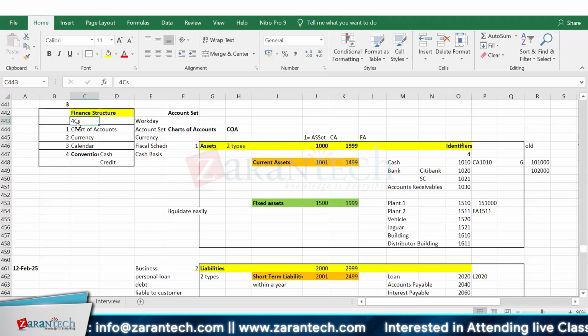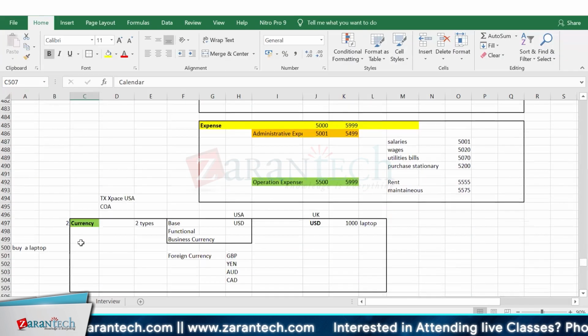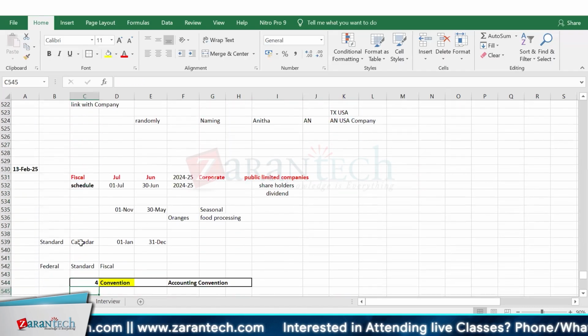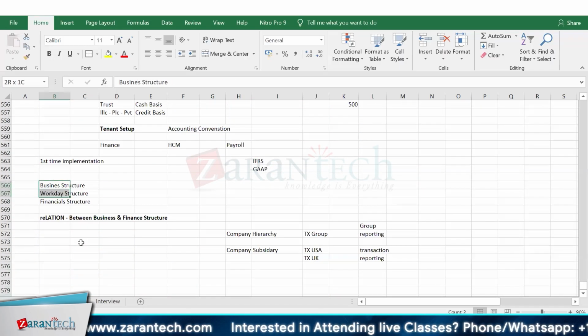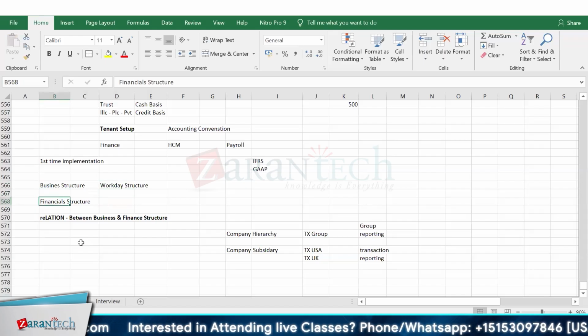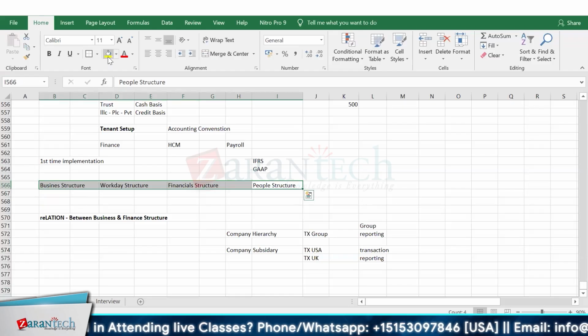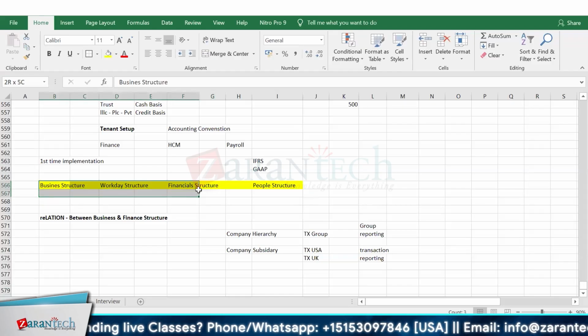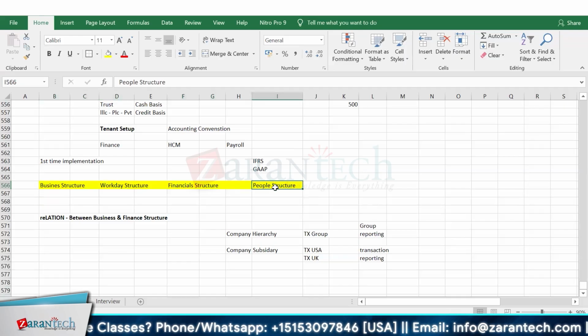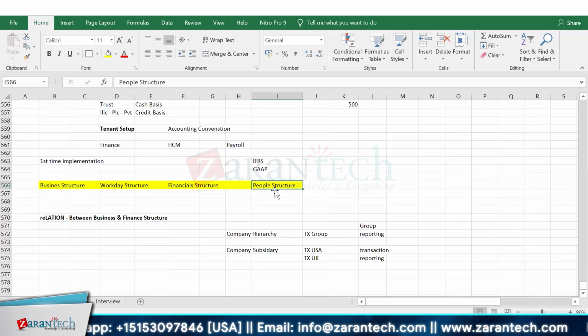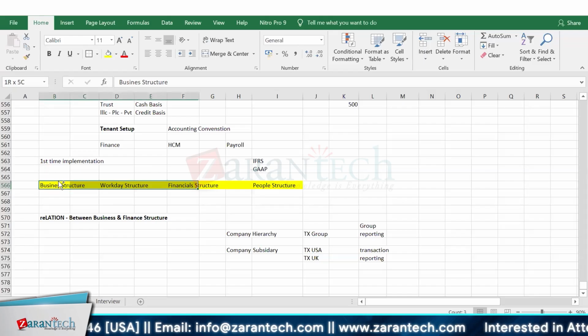Okay, so now we have the structures, the debate that we started on day one. These are the structures that we need to discuss and link: one is business, one is Workday, one is financial, and one is the people structure. The discussion we started from day one. Now we have correlated the financial structure, and we have already made a relation with the people structure as well. And the people structure is linked with, if anyone can guess, how did we link this people structure? We already did it. Does anyone remember this point?